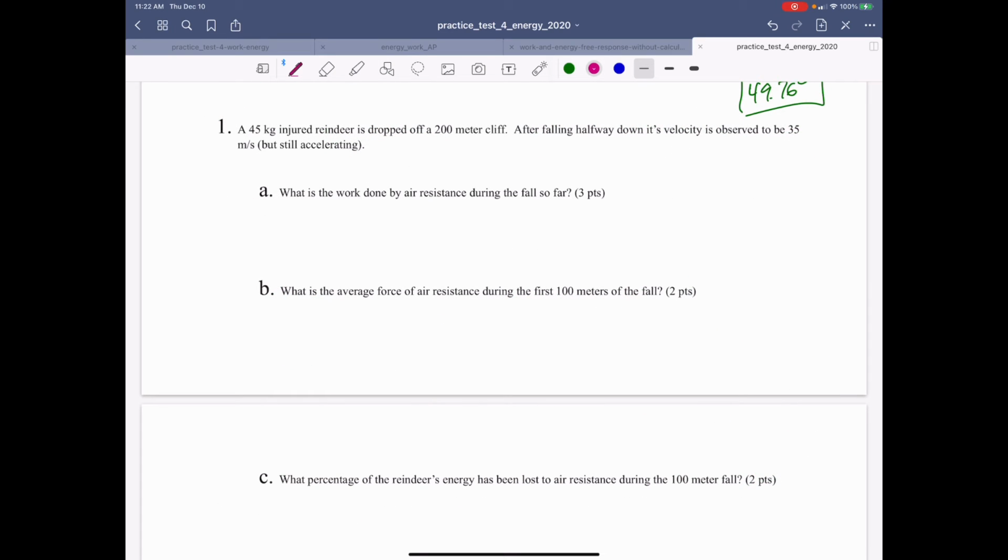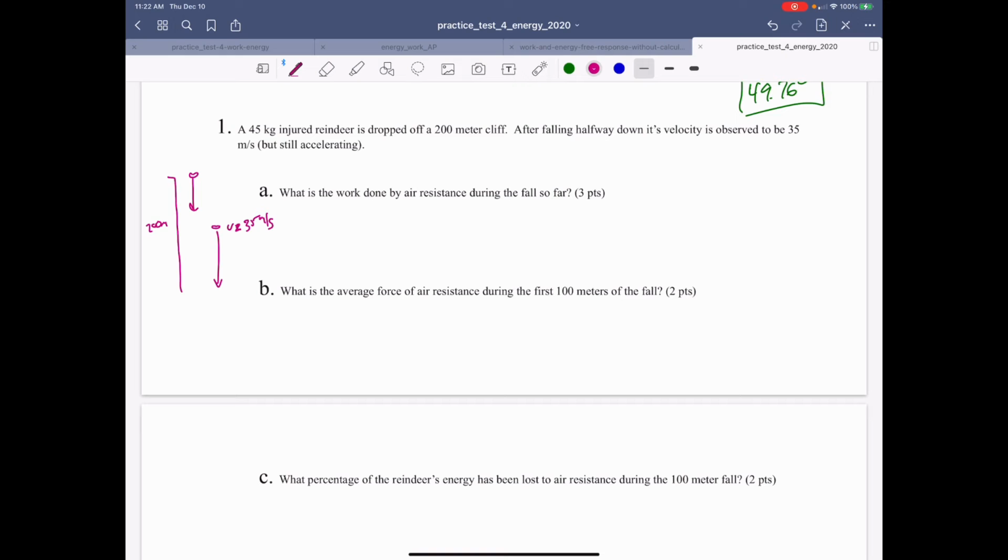Okay, here we're going to be making a video on this reindeer that we're going to drop off a cliff. After falling halfway down, its velocity is observed to be 35 meters per second, but it's still accelerating. What's the work done by air resistance during the fall so far? All right, so we have this object, I'm just going to do it as a circle, falling from a 200-meter cliff. Now, halfway down, its velocity is 35 meters per second. What's the work done by air resistance so far?